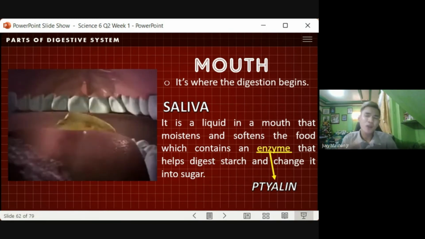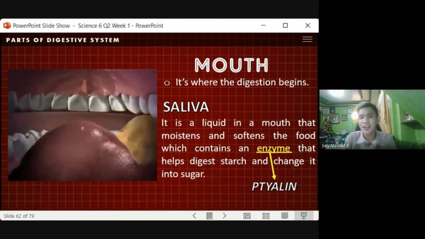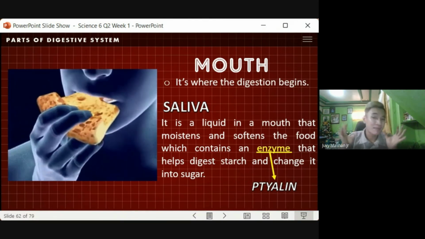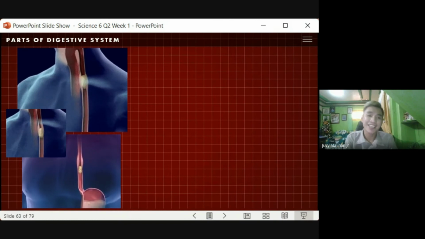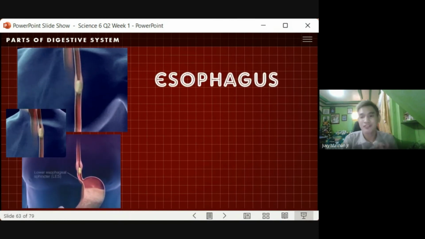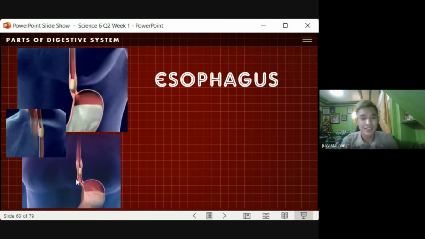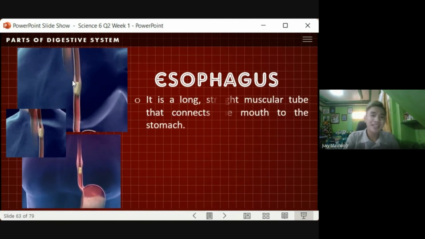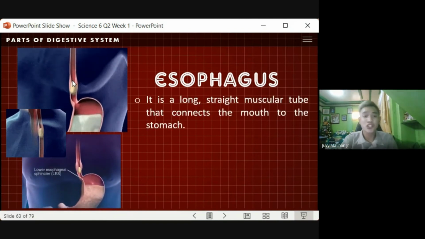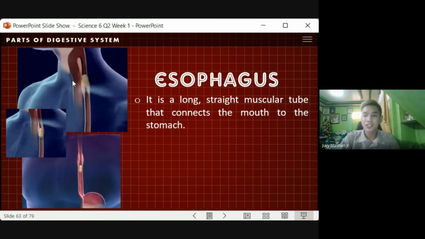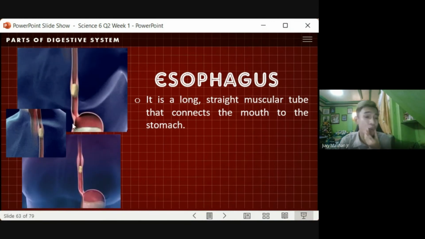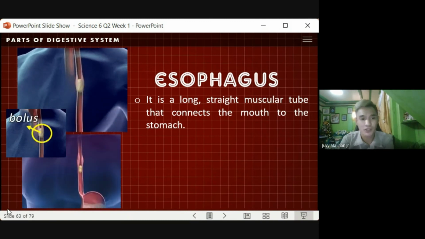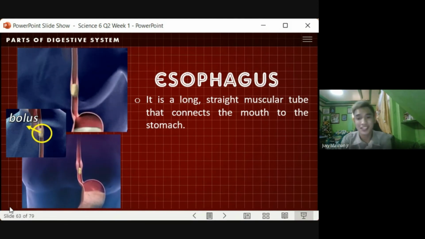Now, kapag naswallow na natin yung food na nginunguya natin, ano nang next? Saan na mapupunta ito? Very good. So after the mouth, when the food is swallowed, class, it travels to the esophagus. This is our esophagus, class, and this is how the food travels into it. The esophagus is a long, straight muscular tube that connects the mouth to the stomach. The chewed and swallowed food is what we call bolus.